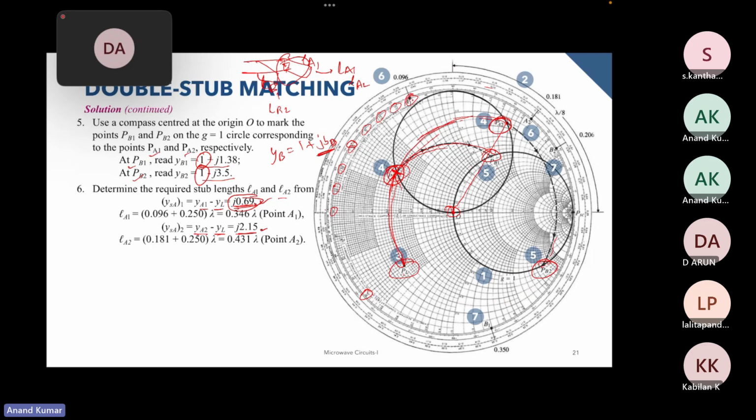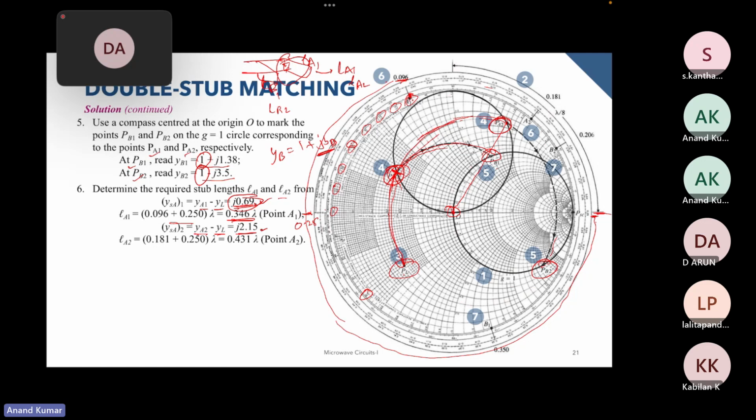At point A1, once you have reached this mark, this point over here, you just calculate the distance from the short circuit point over here. So PSC is over here, and remember since we are moving from load towards generator, we have to cover this entire path. So from the short circuit point till here, this is actually 0.25, and the distance from here to here is 0.096. So we add them and we get the value of LE1.